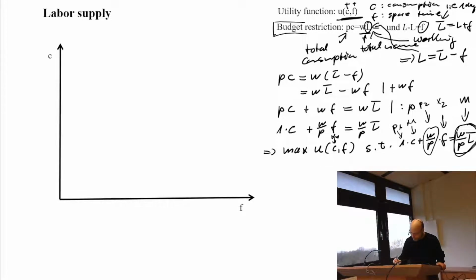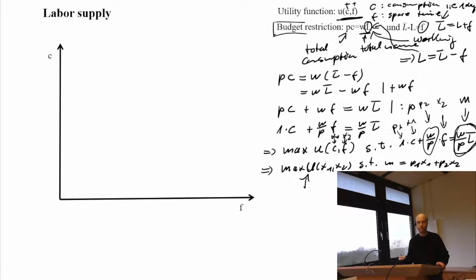And then I have here x1 and x2. This just means interchanging the names of my variables. This is max of u of x1, x2 subject to m equals p1 x1 plus p2 x2. You have seen this already? Then you can solve this with the Lagrange, but this is just the household optimization problem. You can do it, yeah? We will do it now graphically. So it is totally equivalent.